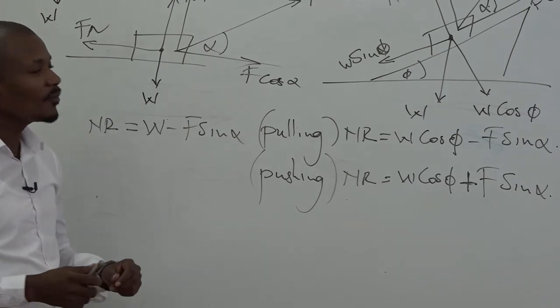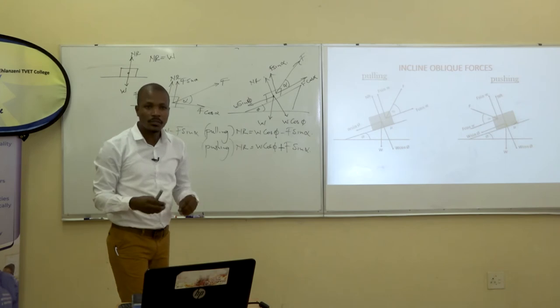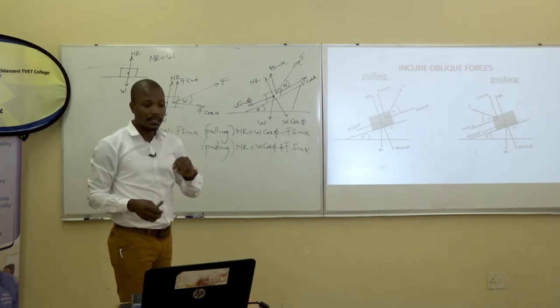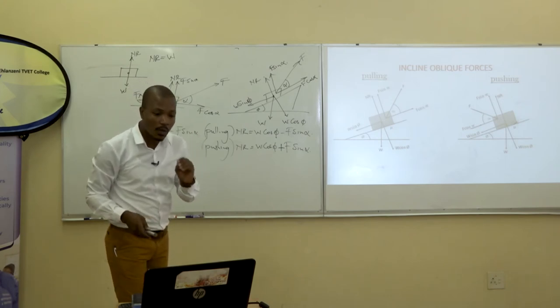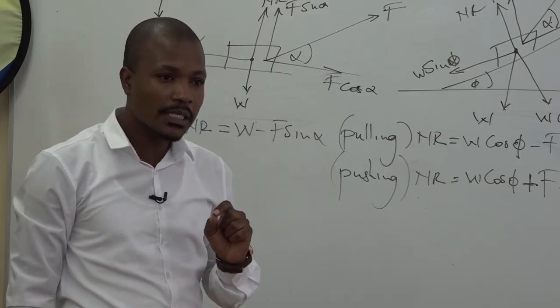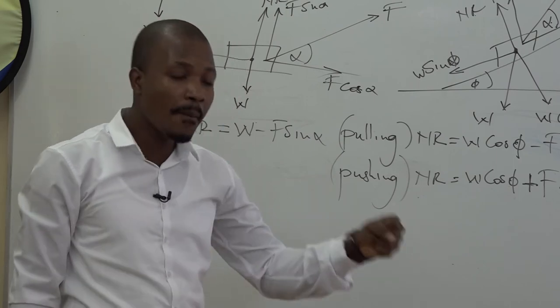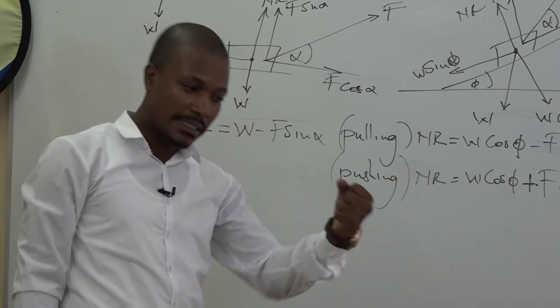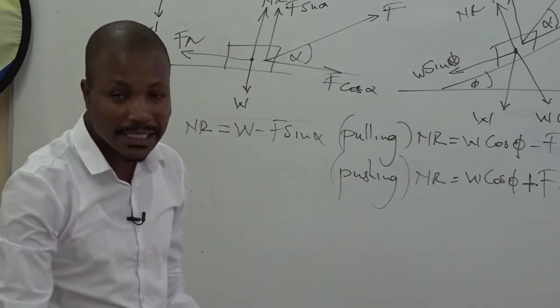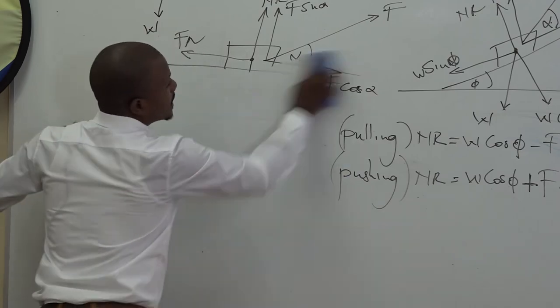Right. Where are you pushing this object to? Where are you pulling this object to? Now that is vital. That is very much important to understand before we can go to the next example. It's very much important to understand whether you are pushing this object up, pulling this object up, pulling this object down, or pushing the object down. Right. Let me erase this.